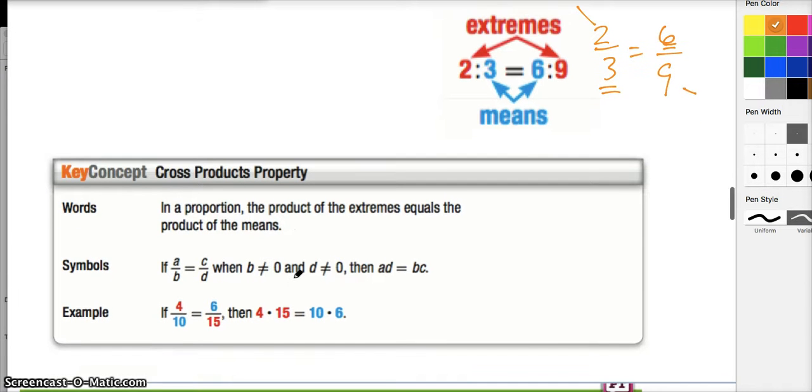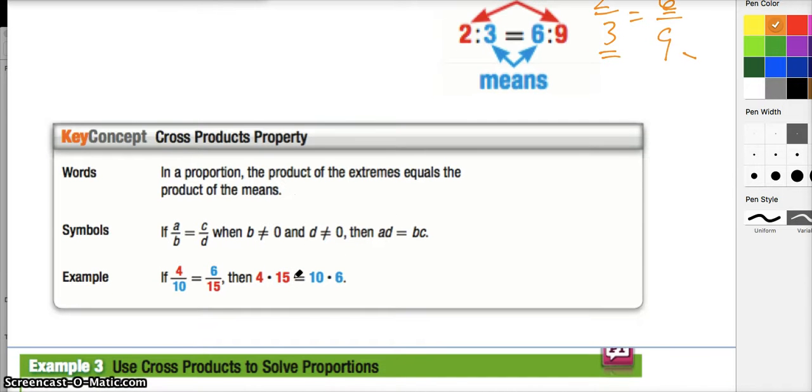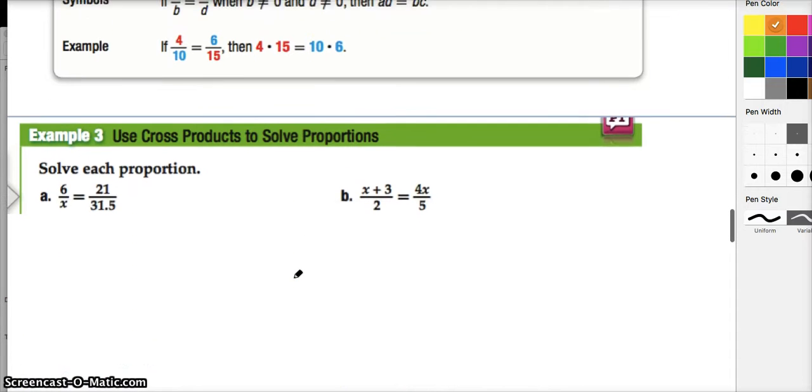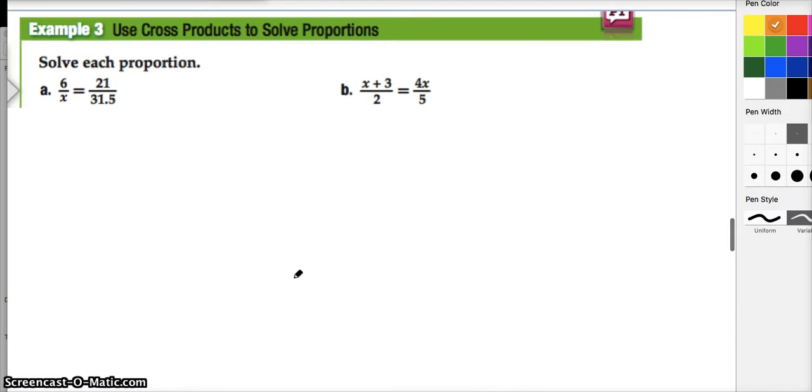So this is right in your textbook. Feel free to photograph this, take a look at it, memorize it, all of it's good. So here in example 3, we're going to use cross products to solve. And this is something, as I mentioned before, you probably did in algebra. So basically, if I have two ratios that are equal, meaning a proportion, I can cross multiply and the products should be equal. Since the products are equal, it gives me an opportunity to solve for a variable.